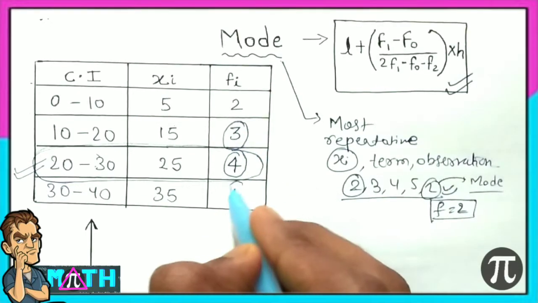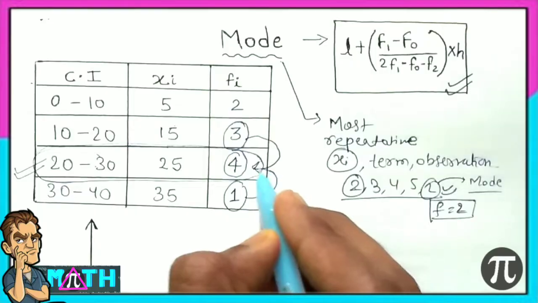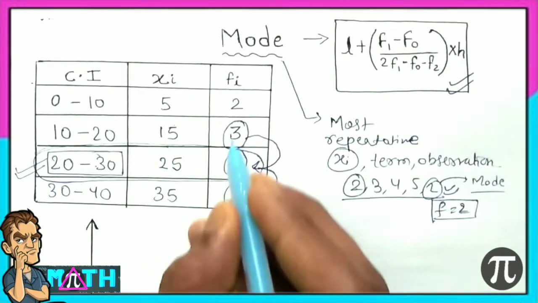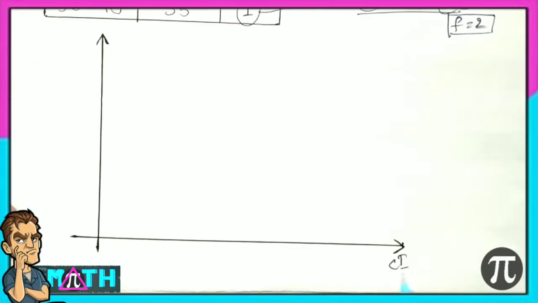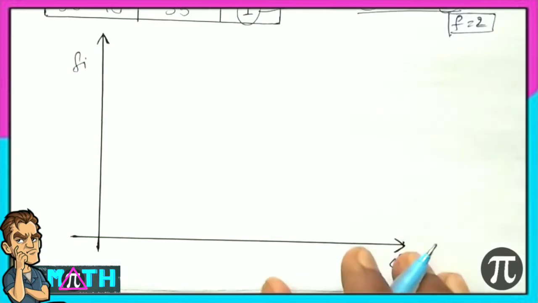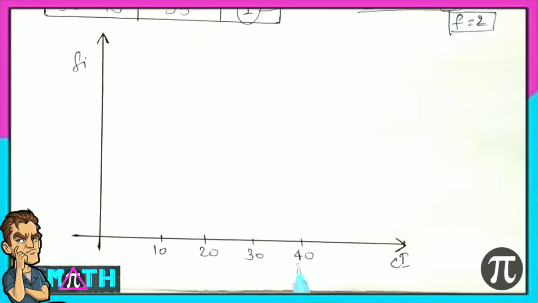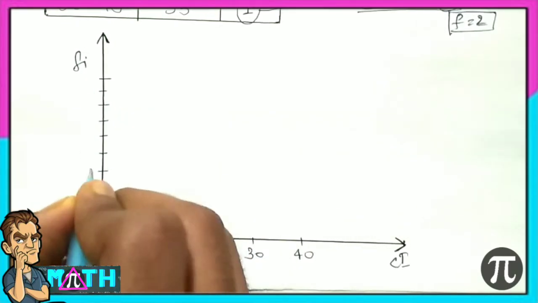We can predict the exact mode by the adjacent frequencies of the modal class. But remember, we can't calculate the exact mode, so for that we make it dependent on the adjacent frequencies. So let's plot ci here and fi here. Let's start plotting it. The range of ci is 10, 20, 30, 40 and the frequency is 1, 2, 3, 4, 2 till 10.